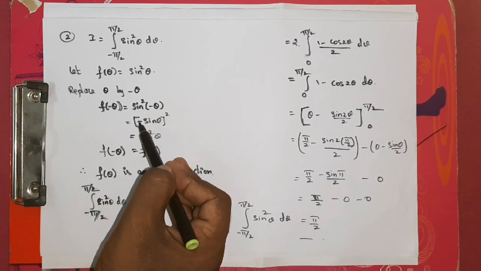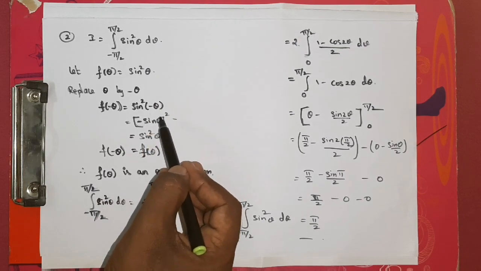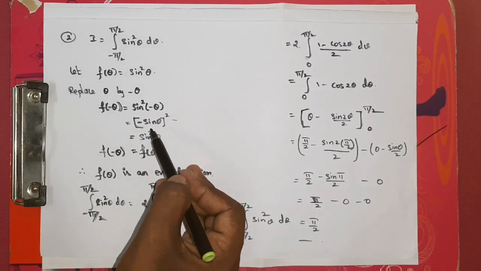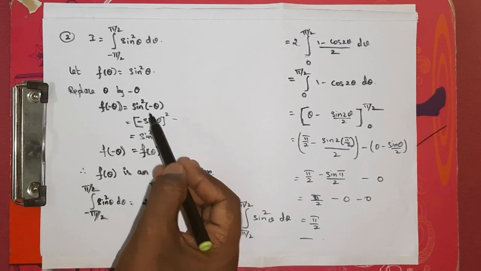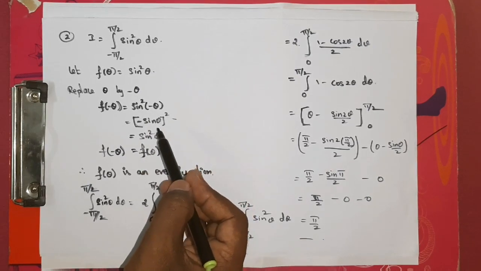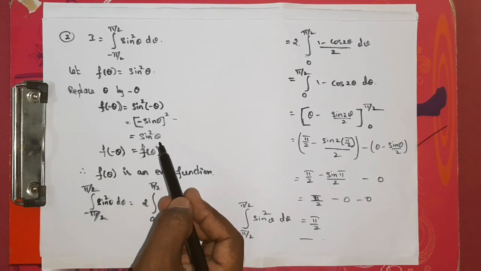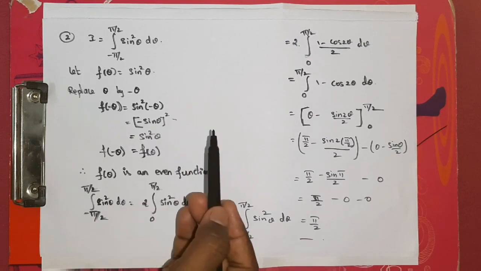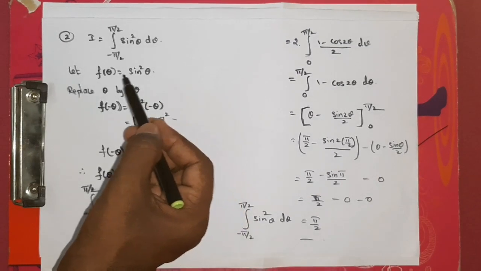Sine of minus theta is what? Minus sine theta. Anyway we have the square. We learned the property, right? So sine of minus theta is minus sine theta, and the square we give it here. While squaring the minus sine theta, we again get positive sine square theta. Am I right? Because minus sine theta into minus sine theta is plus sine square theta. So it is nothing but the original function f of theta.